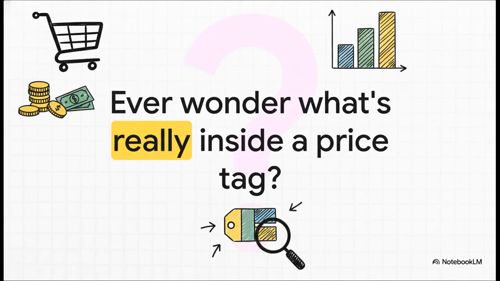I mean, it seems simple enough, right? You see a price, you buy something, but behind that little number, there's a whole story. How much of it is the actual cost of the item? How much is the seller making? And of course, how much of it goes to taxes? Let's uncover that math right now.